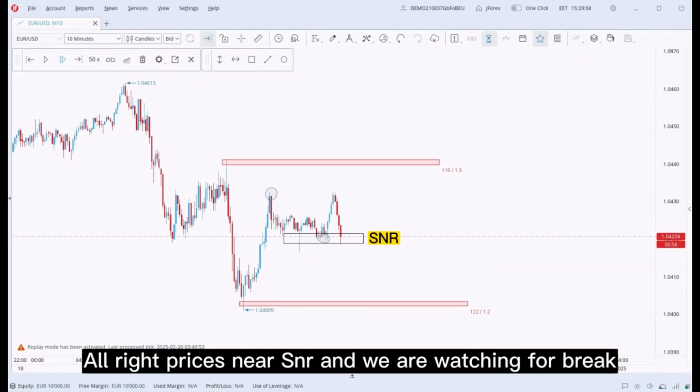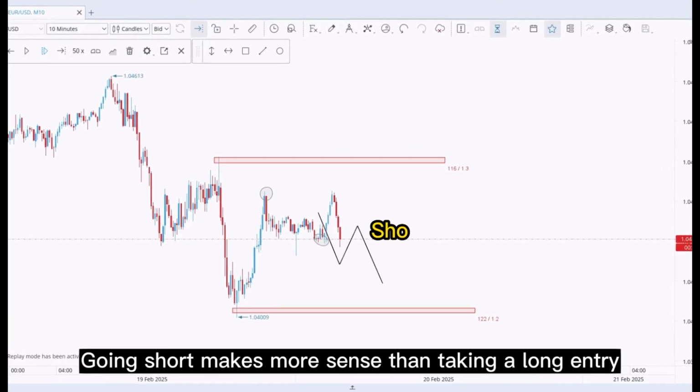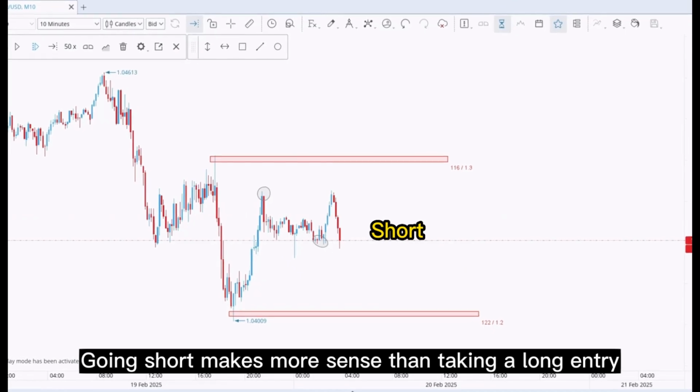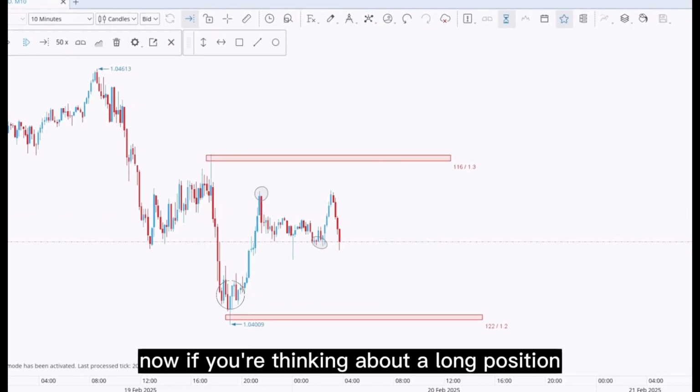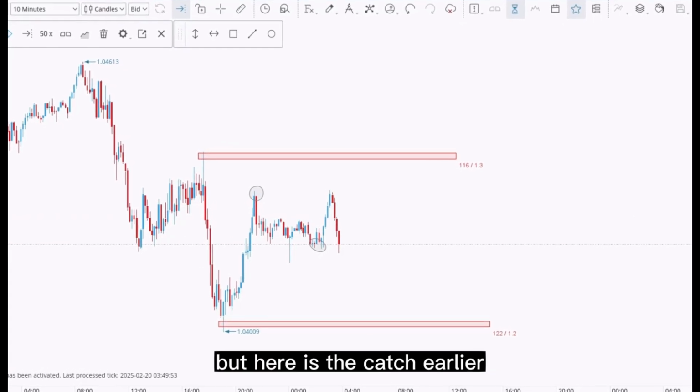Alright, price is near SNR and we are watching for a break. Since we are in a supply zone, going short makes more sense than taking a long entry. Now if you are thinking about a long position, the best spot would be a V-shaped retracement, but here is the catch.